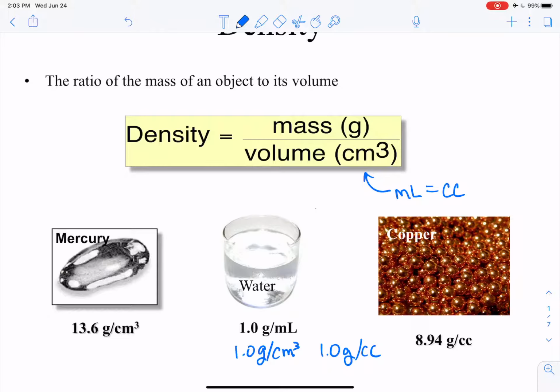You could also write the density of something as grams over the volume like this, and you can also put a 1 on the bottom. That is saying exactly the same thing as this. It's just writing it in a different way.